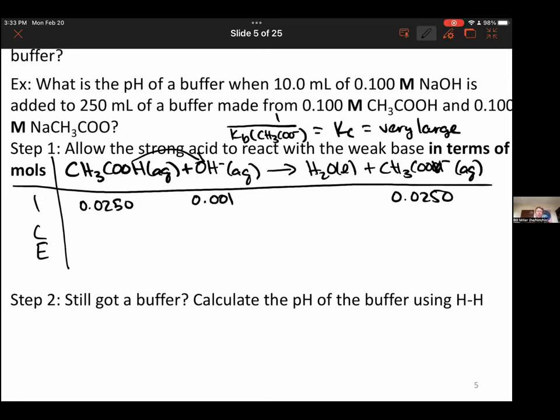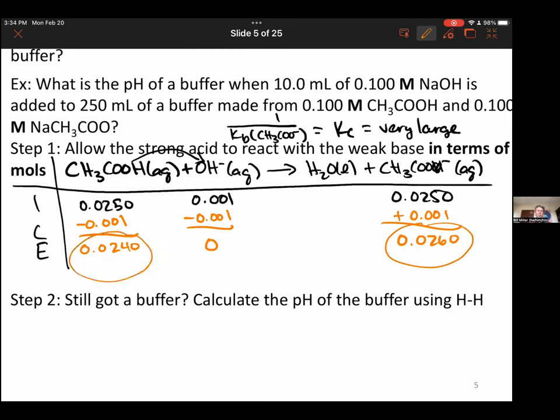If a reaction goes to completion, you look at your reactants and you take your smaller number and you subtract it. And that becomes your x. So I'm going to subtract the same thing. And all the coefficients are one here, so there's only minus x's and plus x's, where x is 0.001. We see that our hydroxide is reacted away. Some of our acetic acid is reacted away, and some of our acetate is added. And look at that. We have weak acid and conjugate weak base. Step two, still got a buffer.